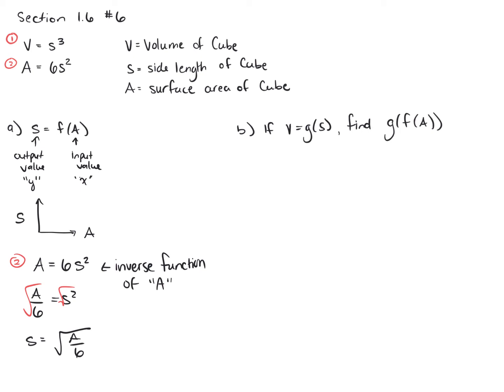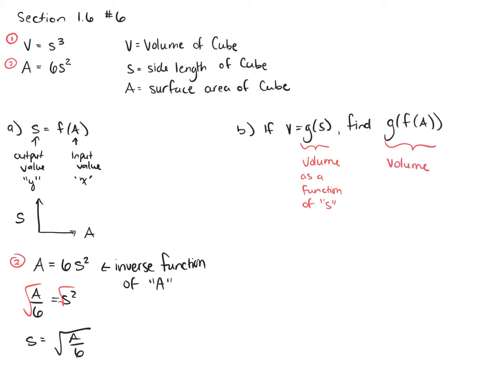Okay, now question B says, okay, now if we let V equal G of S, then what would G of F of A be? Okay, so notice that G of S represents the volume of the cube as a function of the side length. And so here we are going to find G of F of A, which represents the volume.